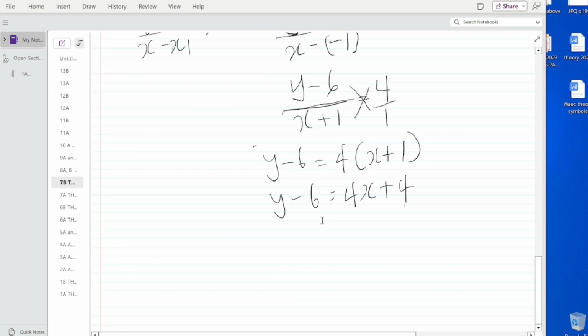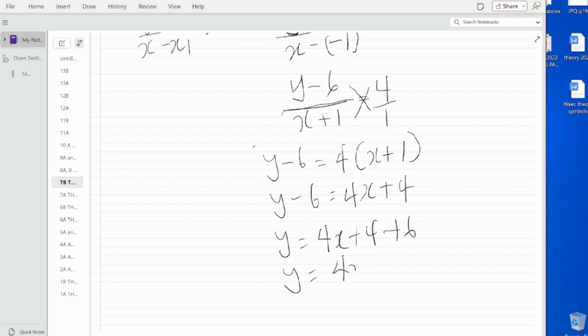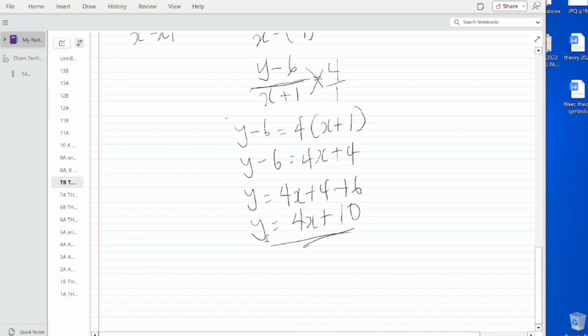At this point, we rearrange by making y the subject of the formula. Y is equal to 4x plus 4. Then the minus 6 here crosses the equal to sign and becomes plus 6. Y equals 4x plus 10. Therefore, our equation for the new line is y equals 4x plus 10.